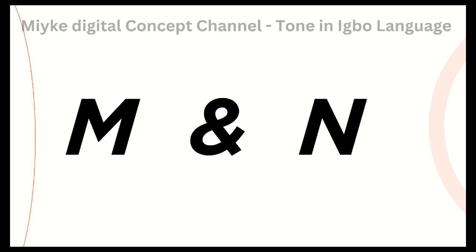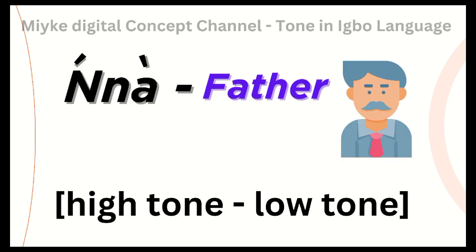The first example we have to use is N, and N in two different ways. We can use N-A in Igbo, which is father. Yes, and this one, it has high and low tone, like the way it's been pronounced. High tone and low tone. That is father. You have a high tone and a low tone.